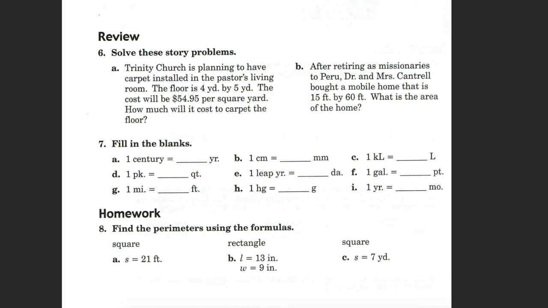All right, word problems, everyone's favorite. Okay, 6A, Trinity Church is planning to have carpet installed in the pastor's living room. The floor is 4 yards by 5 yards. The cost will be $54.95 per square yard. How much will it cost to carpet the floor?